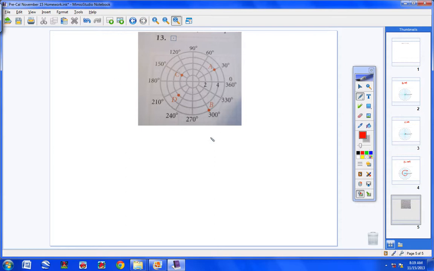Now they want us to give names to these ordered pairs. Let's start off with letter A. Letter A is at 30 degrees. I can see that, so I'm going to go ahead and put 30. When I rotate up 30, this is the positive part of my axis, so I know I'm dealing with the positive side. And it looks like I went up 1, 2, 3. So 3, 30 degrees. Pretty simple.